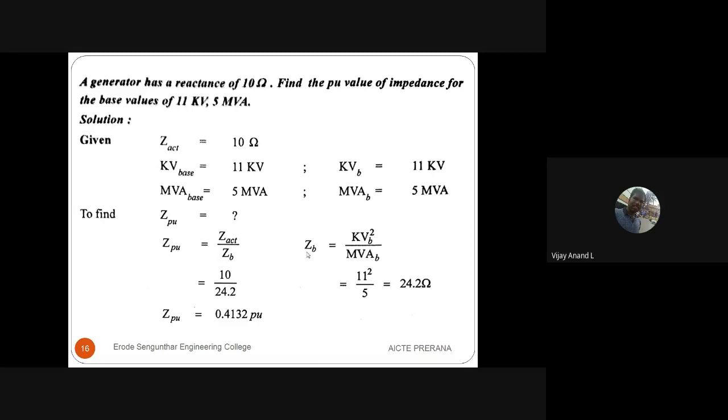Now substitute this 24.2 ohm in the per unit impedance value. So ZPU is equal to Z actual divided by ZB. Actual value is 10 and calculated base value is 24.2. Just substitute these values, and the final answer is ZPU is equal to 0.4132 per unit.